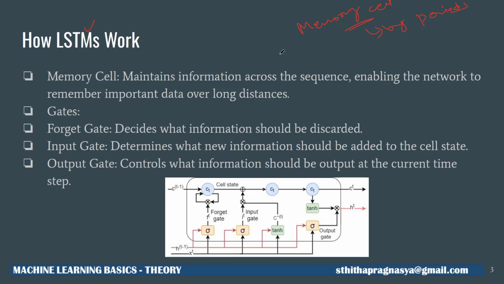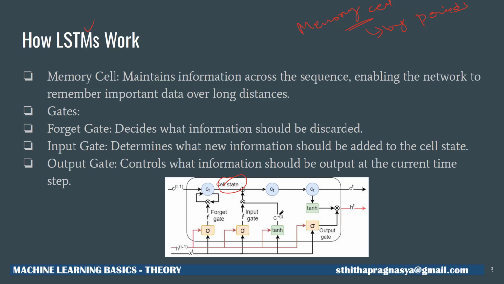The LSTM cell has several key components. What are those? Cell state, you can see it in this diagram, and then it has something called gates. You can see forget gate, input gate, and output gate. The cell state, which is the memory of LSTM, carries information across the sequence. The cell state can be thought of as a conveyor belt that runs through the entire sequence with only minor linear interactions. It's what allows LSTMs to remember information over long sequences.